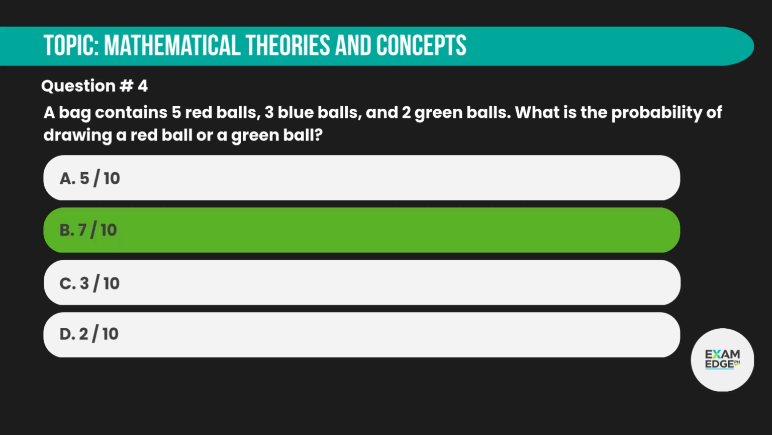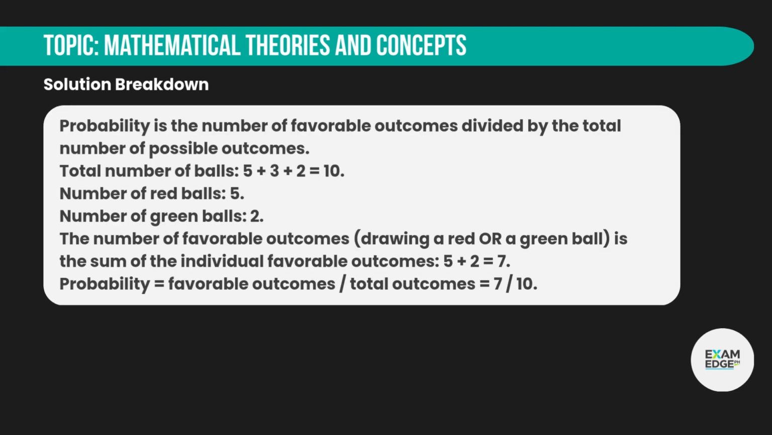Correct answer. B. 7 over 10. Solution breakdown. Probability is the number of favorable outcomes divided by the total number of possible outcomes. Total number of balls: 5 plus 3 plus 2 equals 10. Number of red balls: 5. Number of green balls: 2.